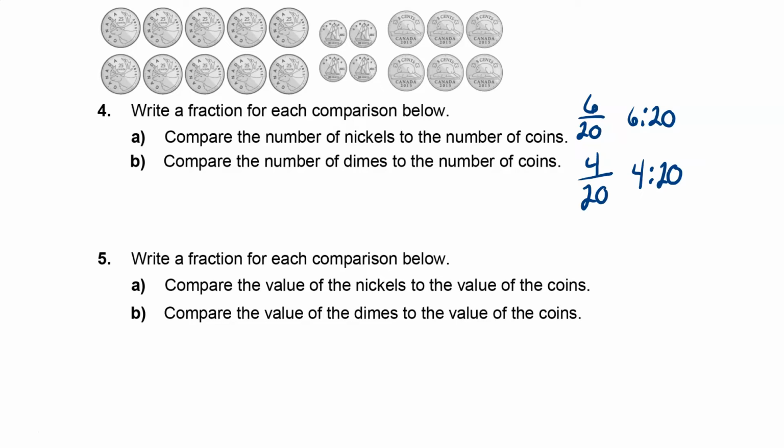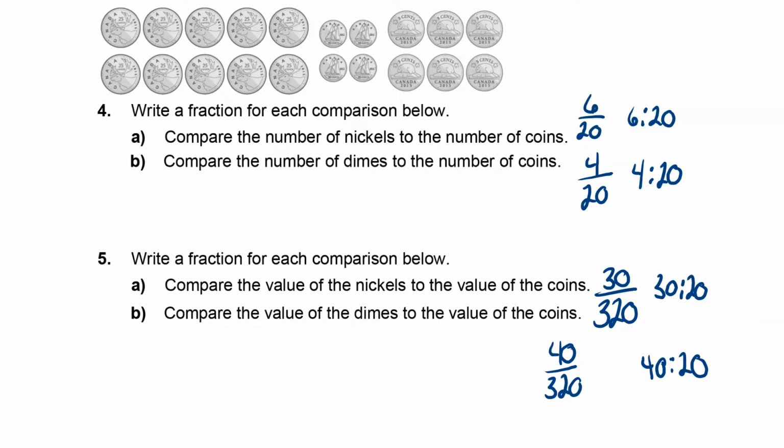Question 5. Write a fraction for each comparison below. Compare the value of the nickels to the value of the coins. We remember that the value of the nickels is 6 times 5, which is 30, and the value of all the coins was 320. And the value of the dimes to the value of the coins was 40 out of 320. Those are two different ways of representing the same information, a fraction and a ratio, but effectively they mean the same thing.